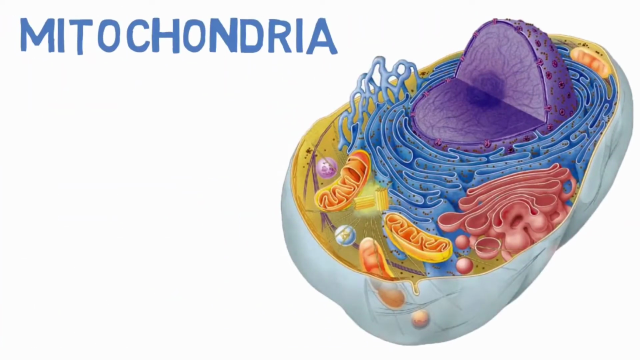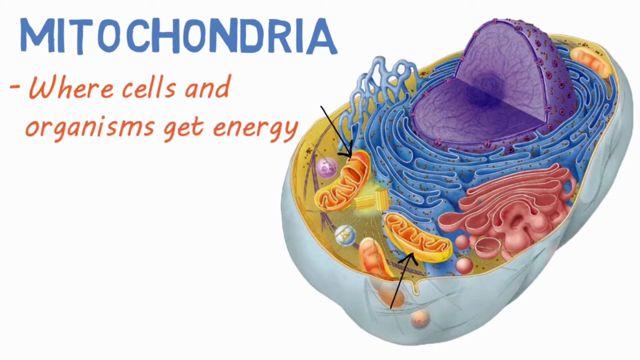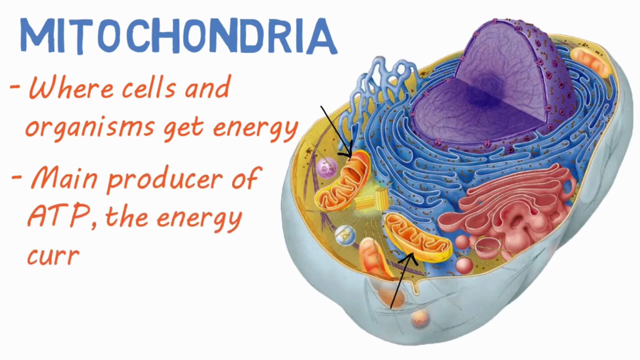The mitochondria is the powerhouse of the cell. This is where cells and organisms get their energy to function. The mitochondria is the main producer of ATP, the energy currency of the cell.